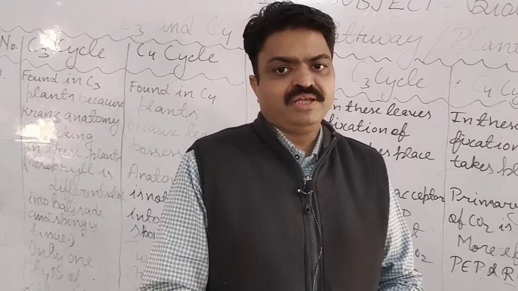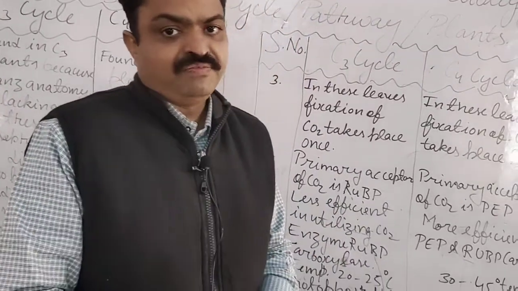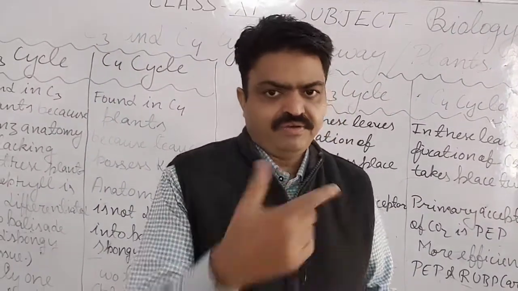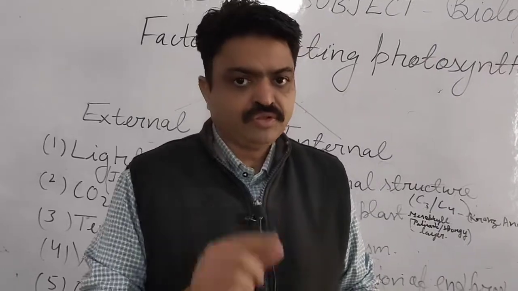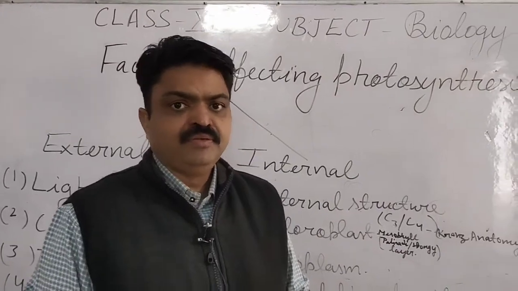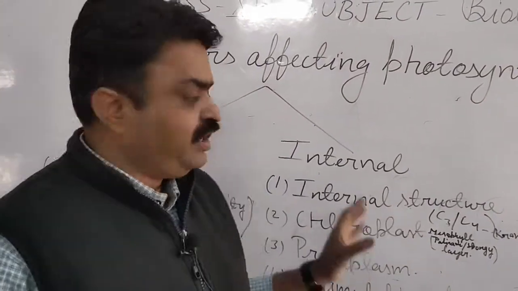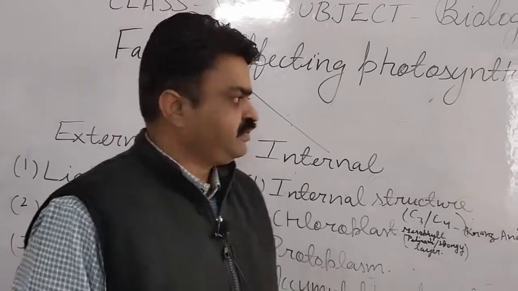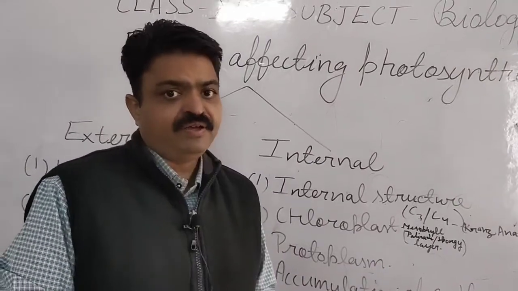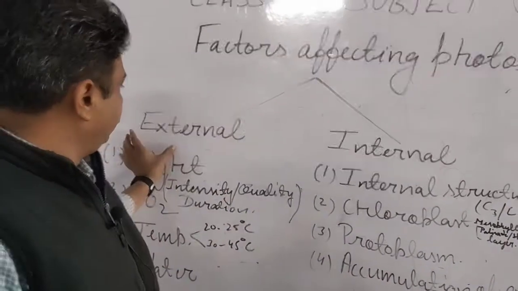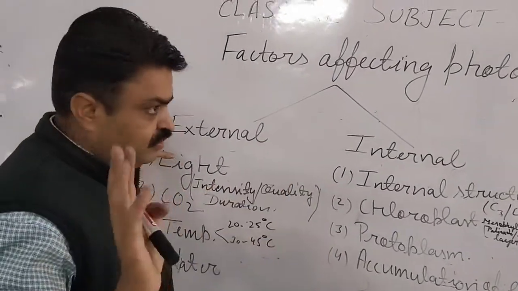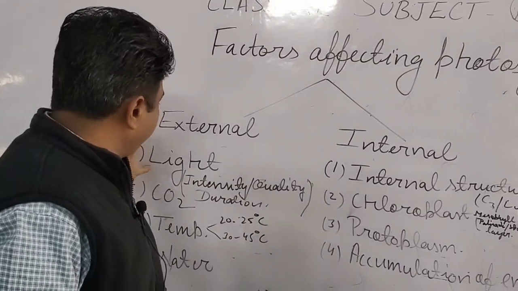Now we come to the factors by which photosynthesis is increased or decreased. So student, now we will discuss the factors affecting photosynthesis. There are two factors that mainly affect photosynthesis. First is the external factor, second is the internal factor. External factors are related to the external surroundings of the plant. First is light.